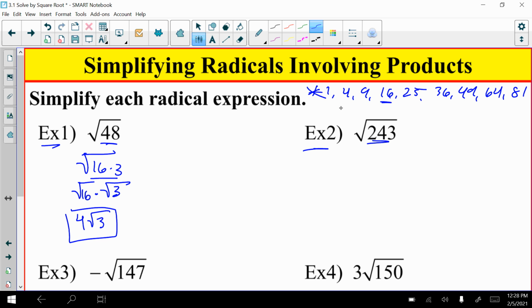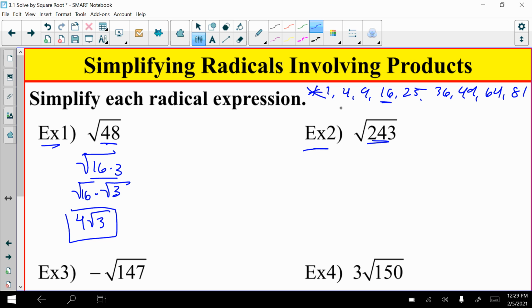25 doesn't work. 36 doesn't work. That's not dividing evenly. That's what I mean. 43 divided by 49, that doesn't divide evenly. 64 doesn't divide evenly. I'm doing this on a calculator if you're wondering what's up with the awkward pauses.